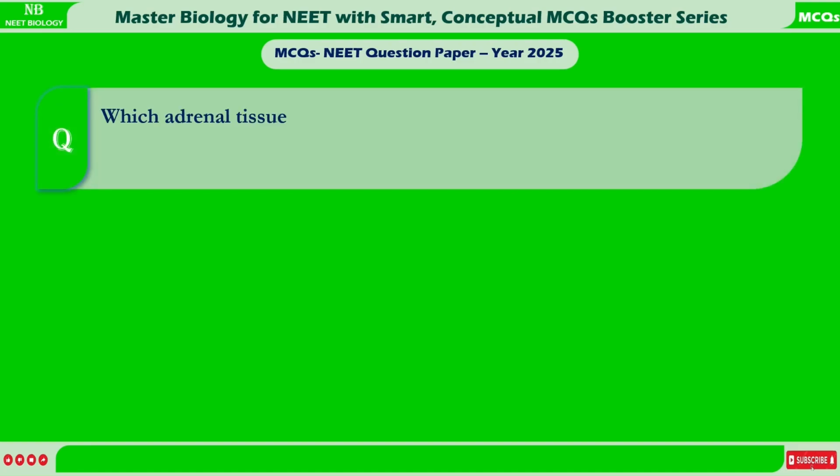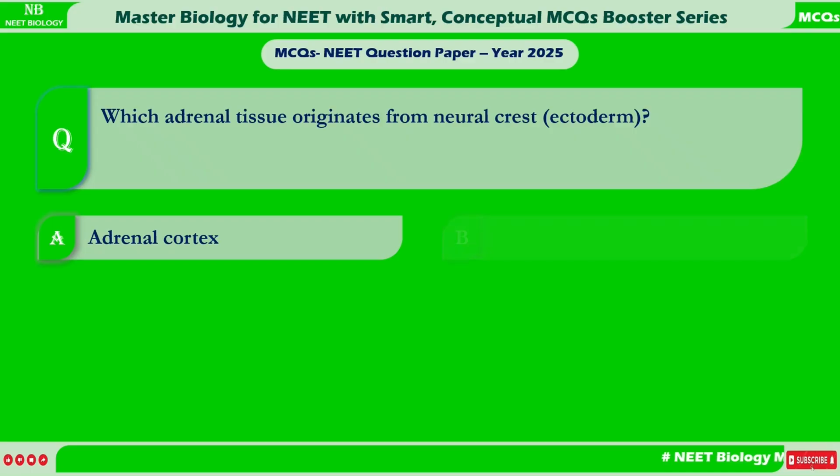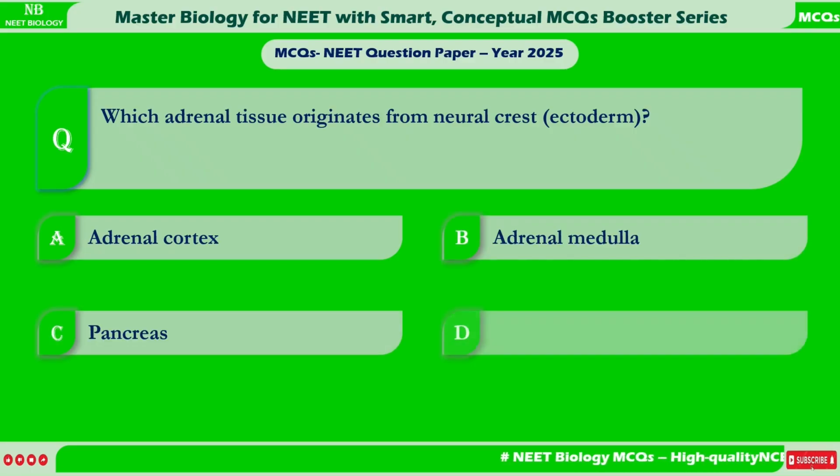Adrenal tissue originates from neural crest, ectoderm. A. Adrenal cortex. B. Adrenal medulla. C. Pancreas. D. Parathyroid.